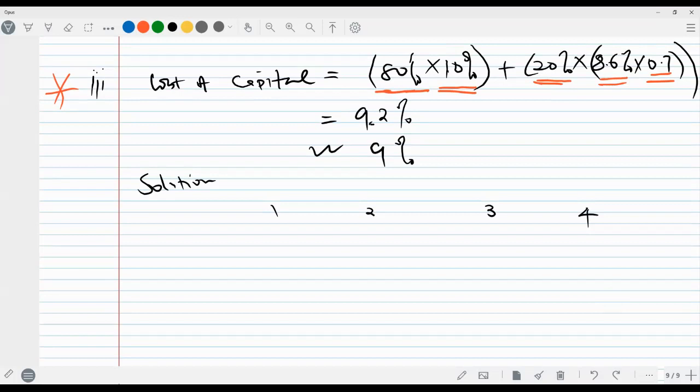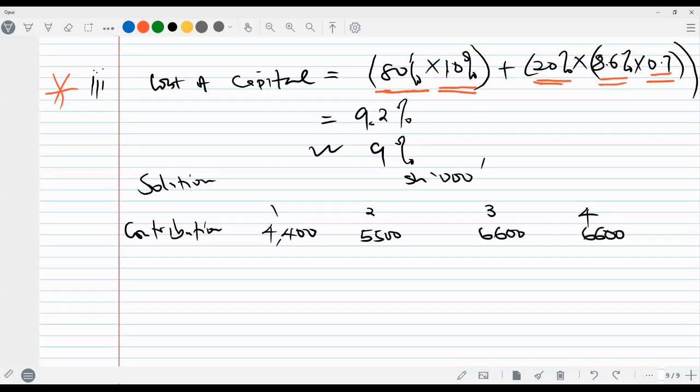Okay, so next we have incremental contribution. Year 1 we get 4.4 million. Let me put them in thousands. Year 2, 550, 660, and 660. Then you pay tax. There's a fixed cost before you pay tax. Year 1, you incur a fixed cost of 2.4 million, so minus 2.4 million. Year 2, it is 2.6 million. Year 3, 2.8 million. Year 4, 3 million.